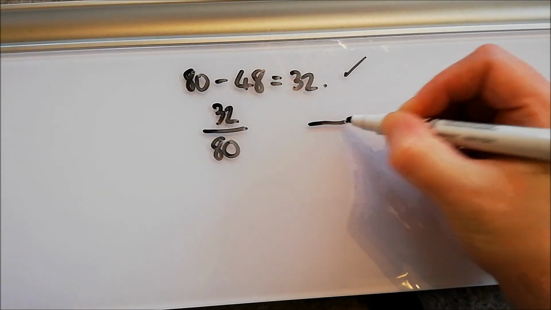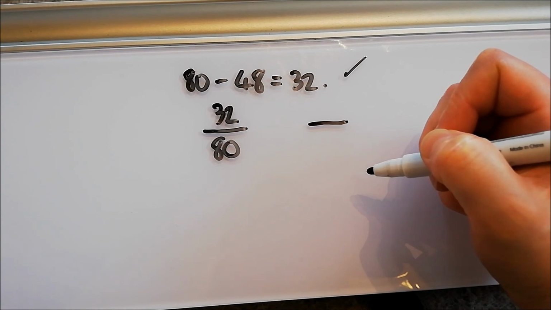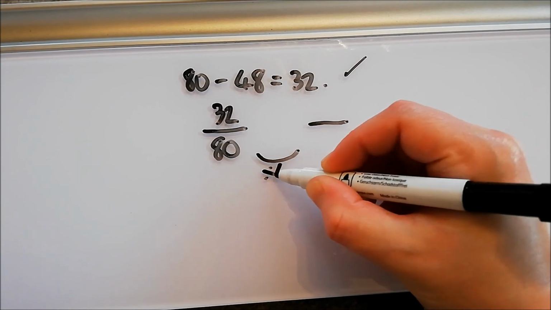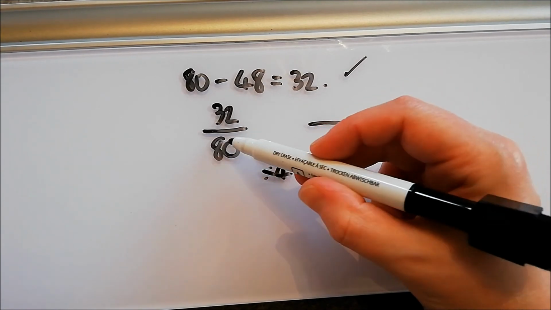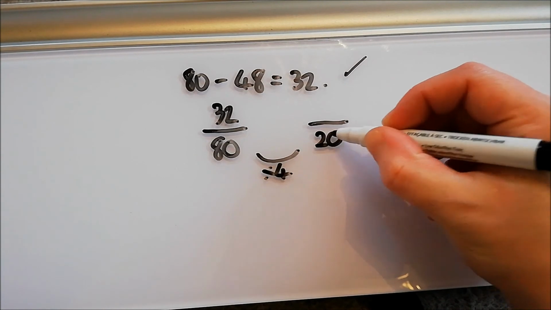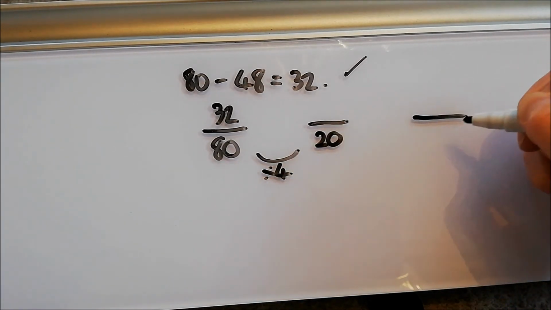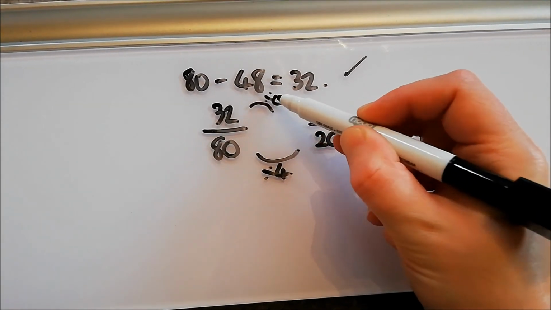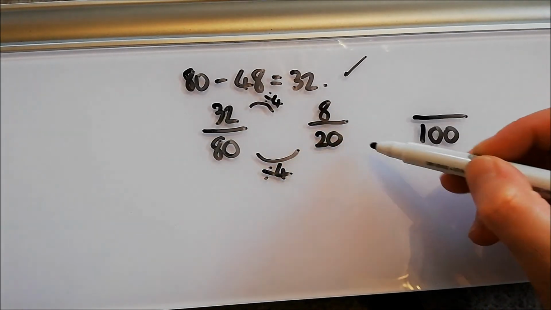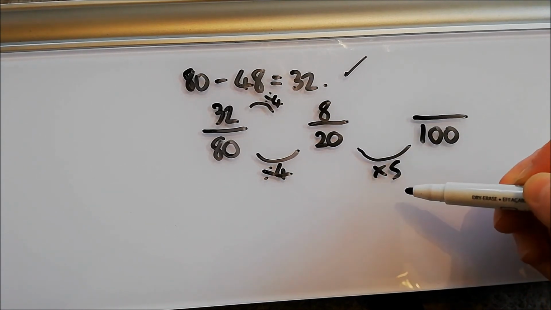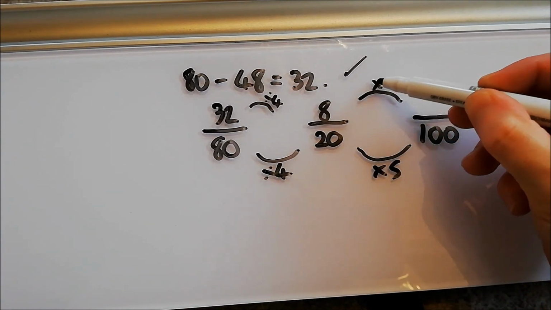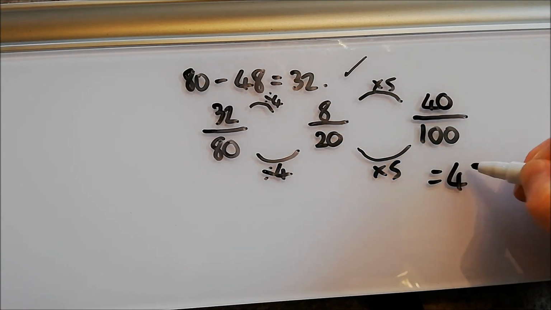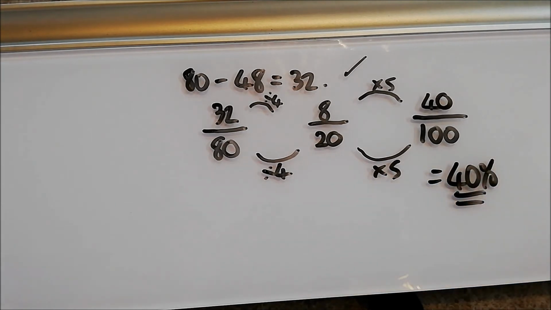Well, 80 doesn't fit into 100 an exact number of times, but 80 and 32 will both divide by 4 quite neatly. So 80 divided by 4 gives 20, which does fit into 100. And 32 divided by 4 is 8. And then to get from 20 to 100, we times by 5. So we need to do the same to the 8. And that's going to give me 40 out of 100, which is 40%.